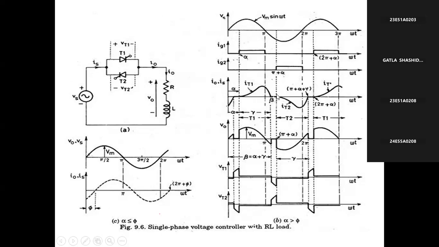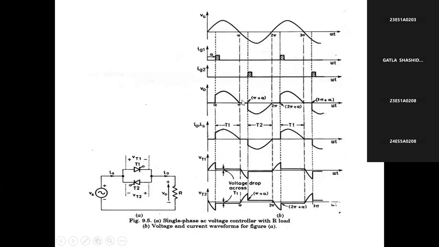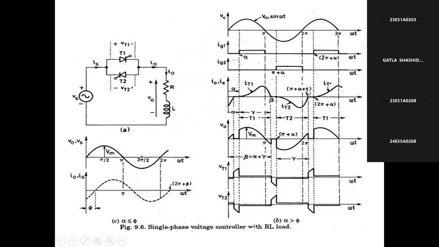Before you give the firing pulse, current is decaying to 0. So up to beta, we'll get the output voltage. But for resistive load, you see, up to pi only you are getting output voltage. But in RL load, current is decaying.